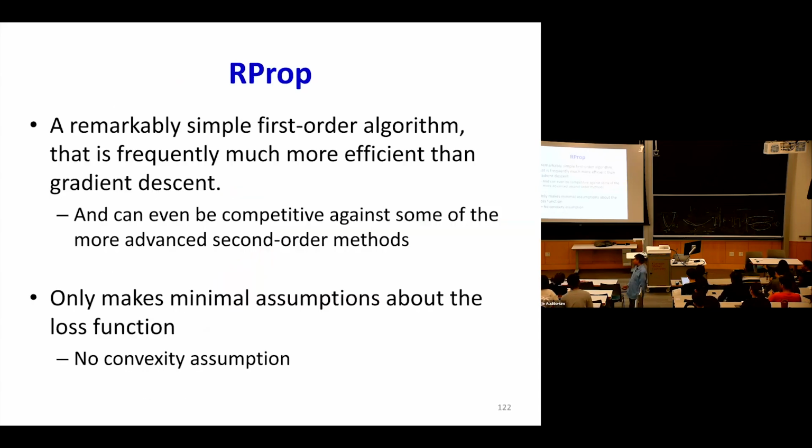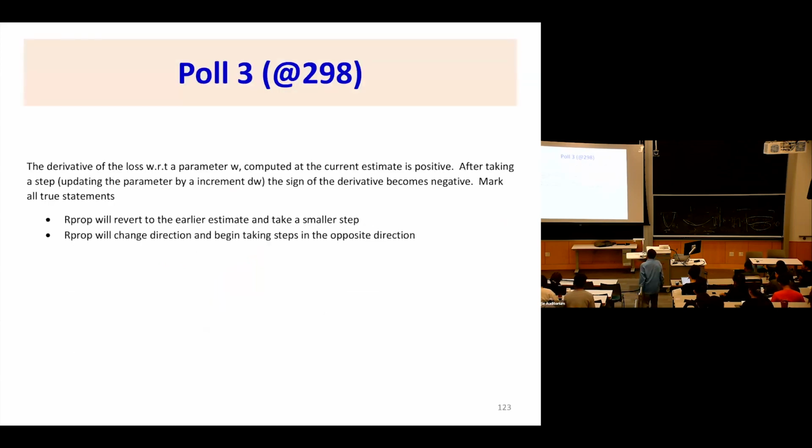So RProp is a very simple first order algorithm that's frequently much more efficient than gradient descent and can be competitive against the more advanced methods that we use today. It only makes minimal assumptions about the loss function. It doesn't assume convexity, nothing, right? And works quite well. So here's the third poll.